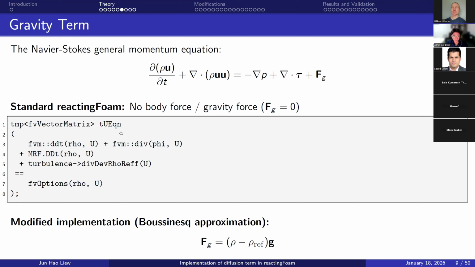And then you have the reactingFoam U equation. You can see that there's no body force in here. Fg equals 0. What we're going to implement here is the Boussinesq approximation to use the simplified gravity term here. It's just the density minus the reference density times the gravity vector.